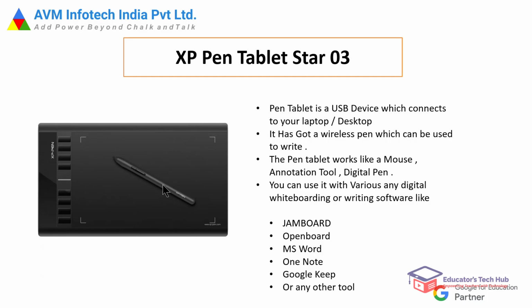Now let us understand how we utilize a pen tablet. The XP Pen Tablet Star 03 is a 10-inch by 6-inch tablet. The way it works is there are pressure cells below this surface. So this particular pen tablet has 8192 pressure levels. When you use this pen and press on it, it's calibrated against the screen and is taken as an input on the screen.